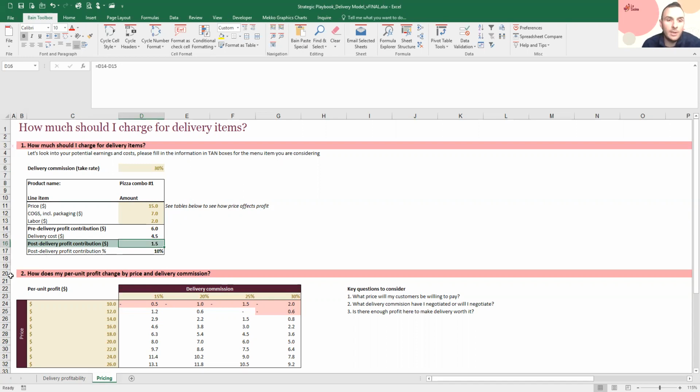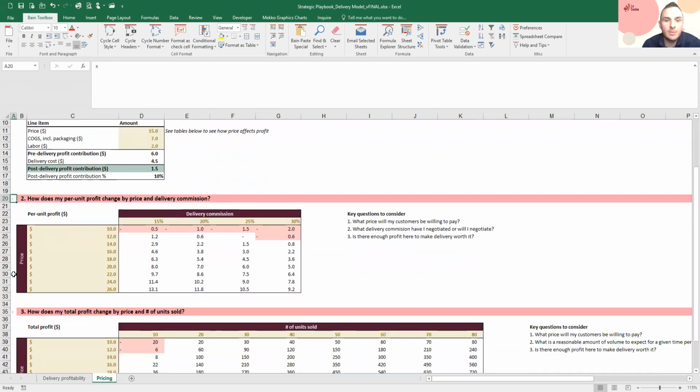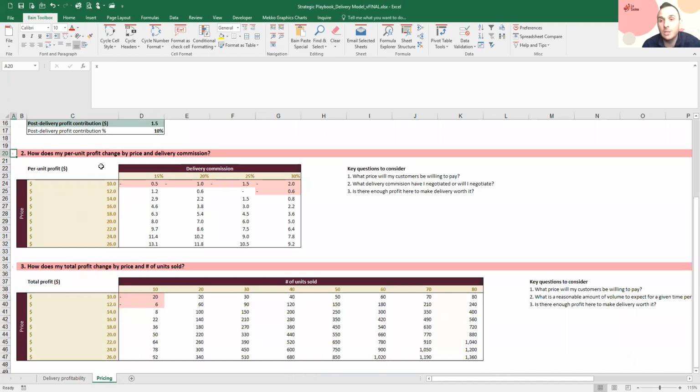The second table here below helps you understand some of the sensitivity around changing some of these assumptions. We know a lot of these aren't fixed in stone. Often they are a back of the envelope guess for what you might be able to earn and achieve. And so here we've created a table where if you vary the price on the y-axis or the delivery commission on the x-axis, you can see how much profit you are going to be earning per unit based on the other assumptions that you've aligned on above as well.